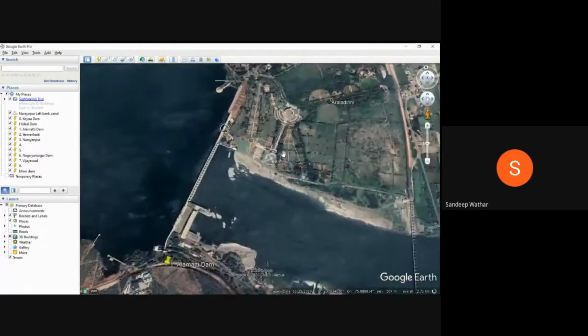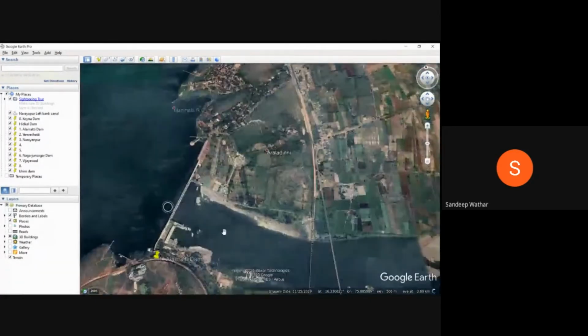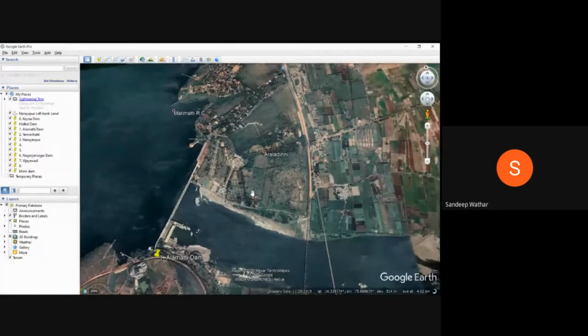So this dam basically consists of an earthen bund and a gravity section. The gravity section is again divided into non-spillway and spillway sections. So this is what a dam is. This is not a reservoir.